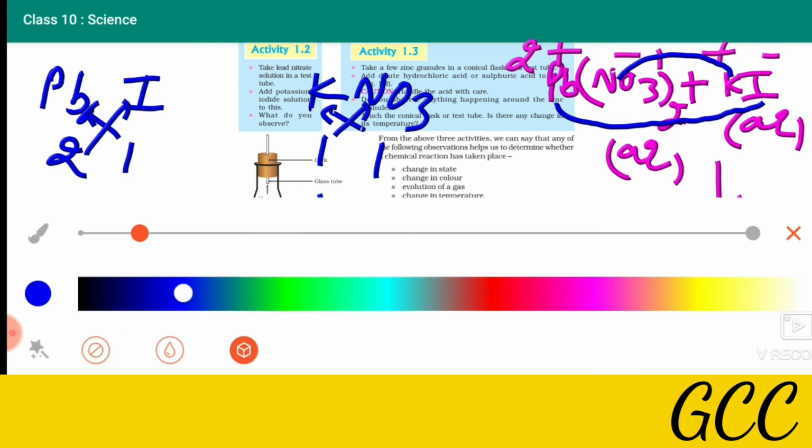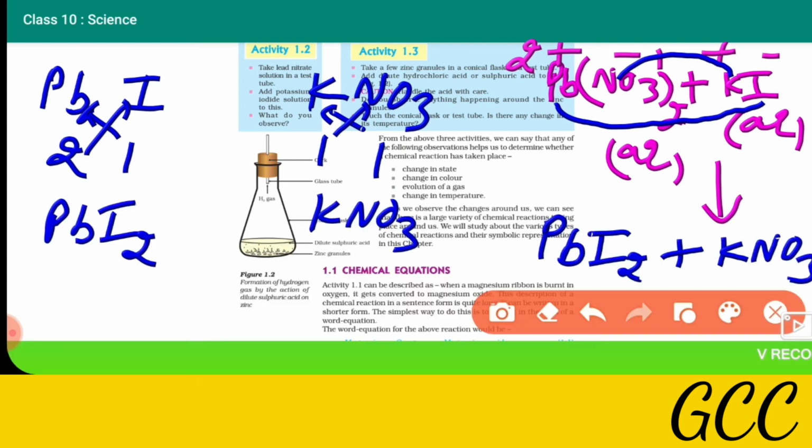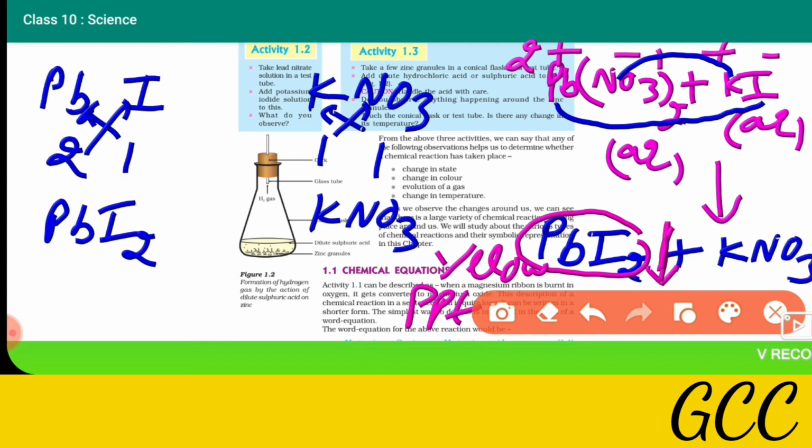Okay, just remember one thing now. PbI2 will give a yellow color precipitate. So for the precipitate, the arrow will be downward. Downward arrow we can show, and we can write it will give a yellow color precipitate. Same way, KNO3 will be the aqueous solution. So this is the reaction we have written.